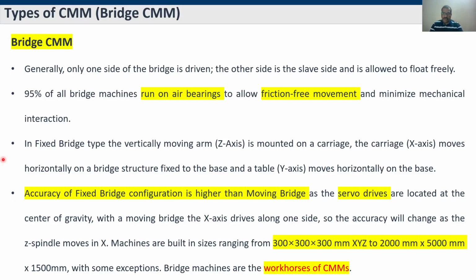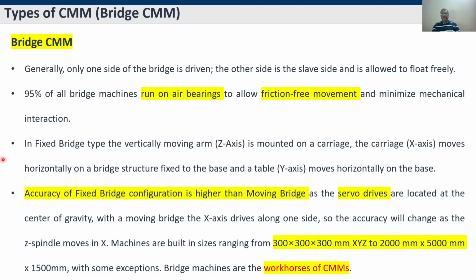Then the moving bridge, as the servo drives are located at the center of gravity. If you want movement in a moving bridge, then you need servo motors, which could lead to some errors in your measurement compared with the fixed bridge. So comparatively, fixed bridge is better than the moving bridge, because in a moving bridge you are adding servo drives to move the bridge, so it could lead to some error. So people prefer a fixed bridge, as they avoid the error caused by the bridge movement.